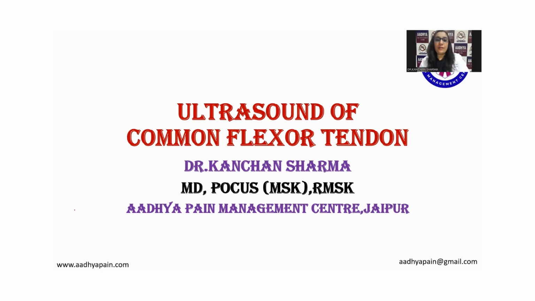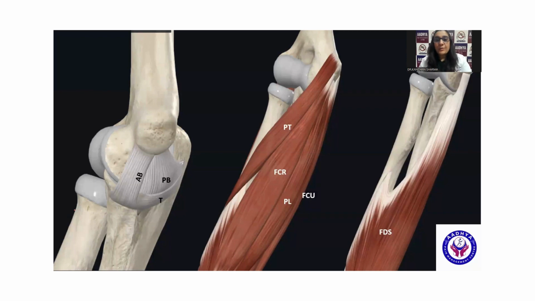So today we will be talking about the ultrasound of the common flexor tendon. In order to visualize the common flexor tendon in the longitudinal axis, we will be keeping our probe on the medial side of the elbow in a craniocaudal direction.